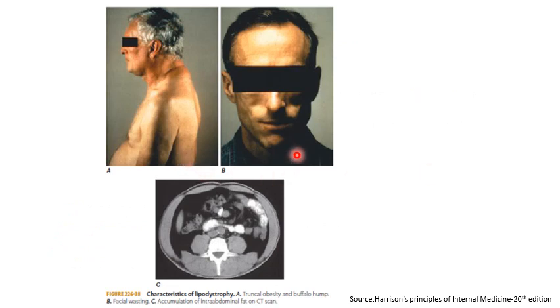And this is the lipodystrophy. In the first picture you can see the buffalo hump behind the neck, and also truncal obesity. And this is the facial wasting. So facial wasting, buffalo hump and truncal obesity are the cardinal features of lipodystrophy seen with the use of thymidine analogs. Here you can see accumulation of intra-abdominal fat, so the fat accumulation is seen in the abdominal area. These are the features of lipodystrophy.